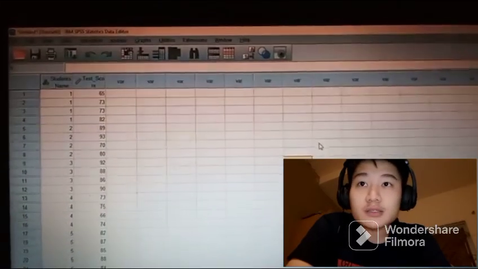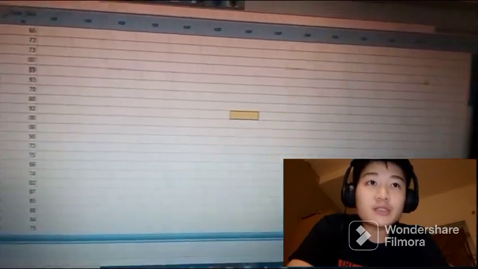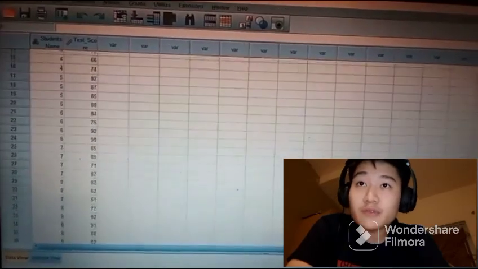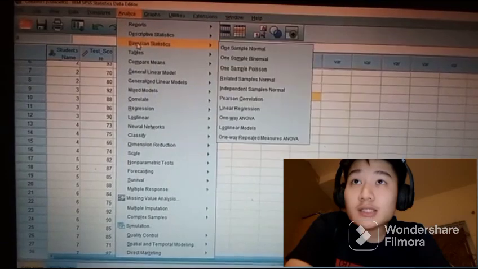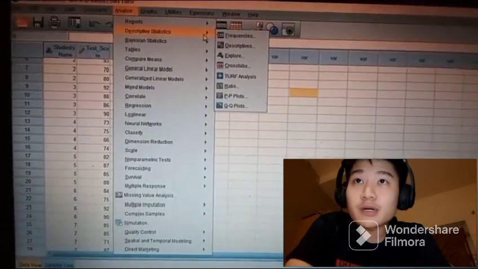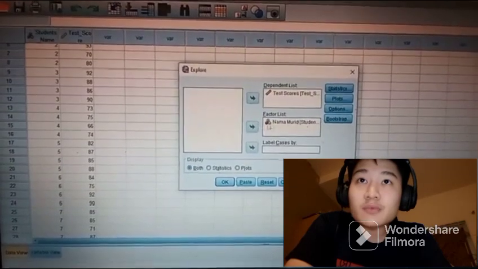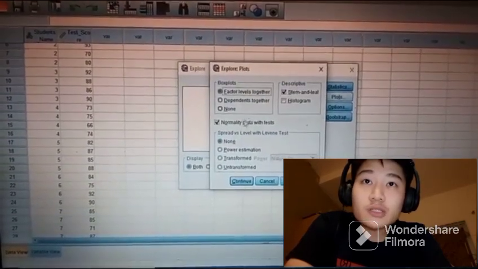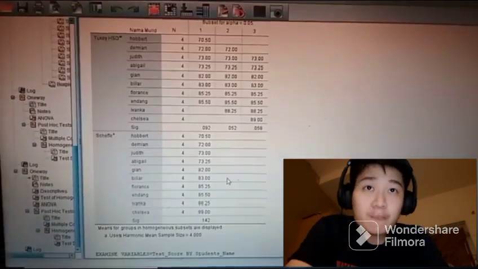So without further ado, SPSS, I hope it will be seen clearly. We'll be inserting all the data like this, and also the variable view. So we try to analyze the normality by checking the descriptive statistics on Explore, and then we insert the student's name in the factor list while the test score goes in the dependent list.